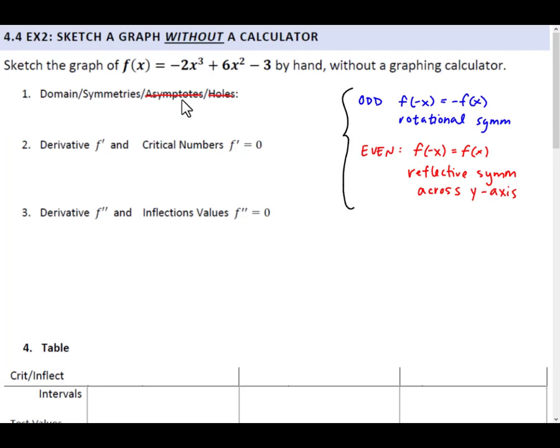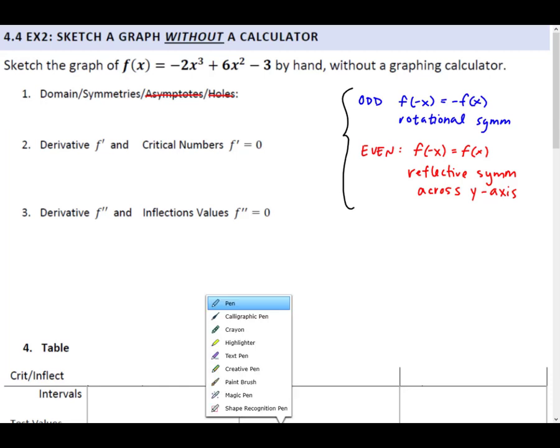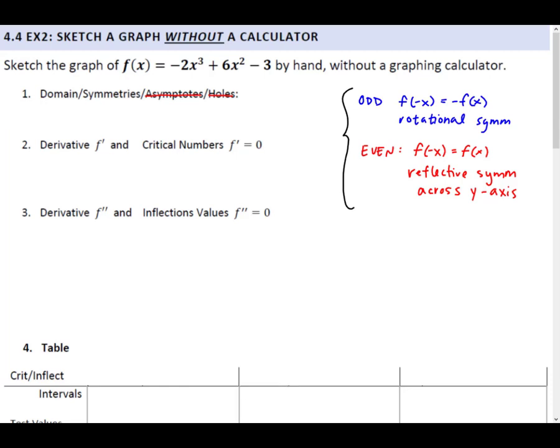In order to check symmetry, all you need to do is plug in negative x, and you look at the output. Either it is exactly the opposite or it is exactly the same. Exactly opposite gives you an odd function, and that graph is going to have rotational symmetry about the origin. If it's an even function, it returns the exact same function when you plug in negative x. You would have reflective symmetry across the y-axis.